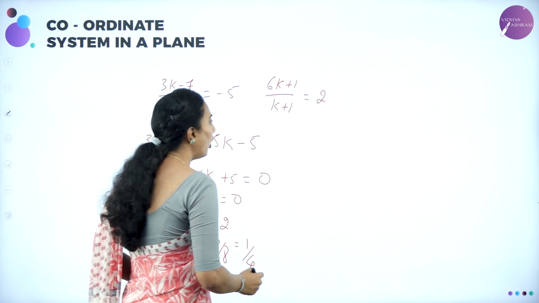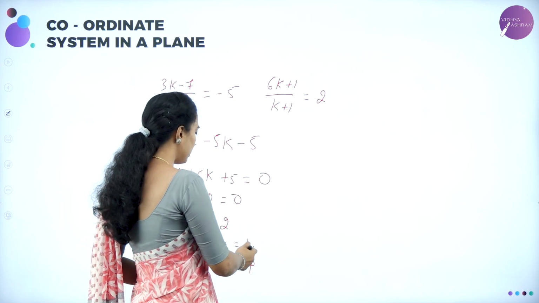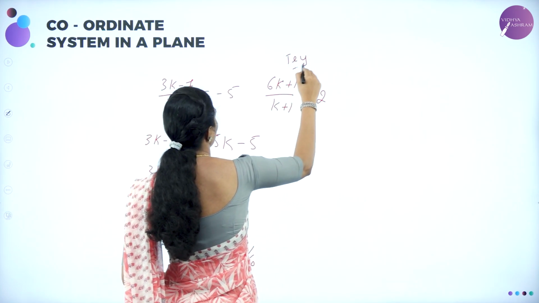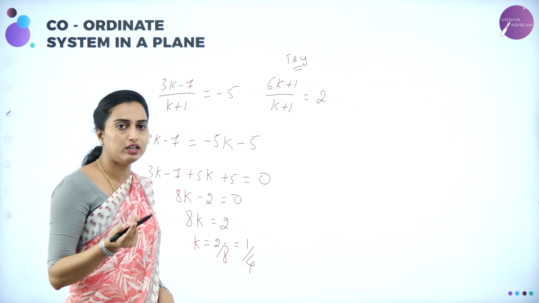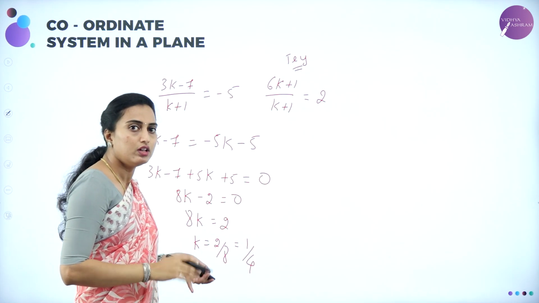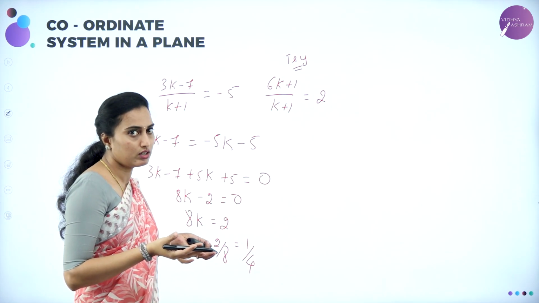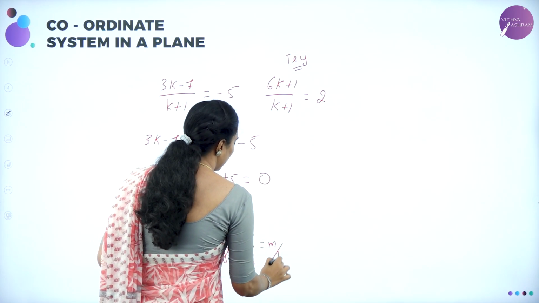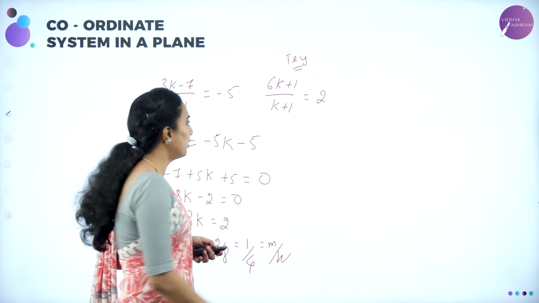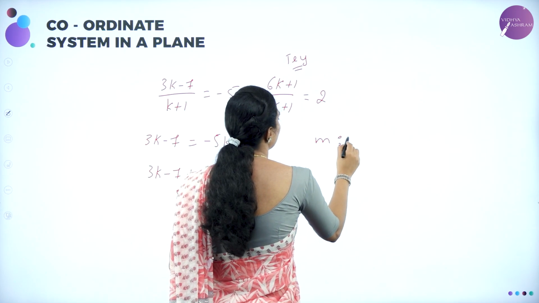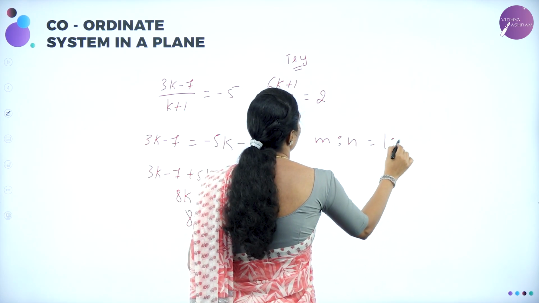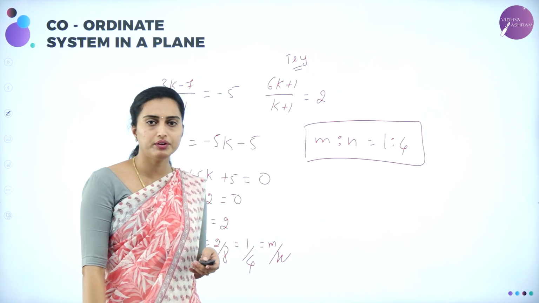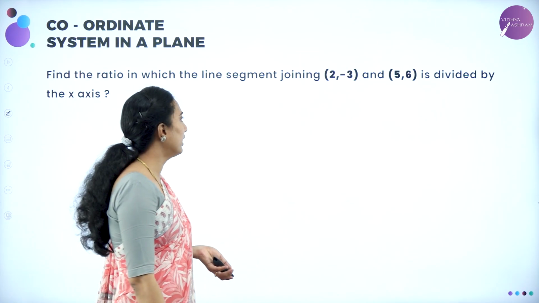Therefore, if you solve this also, you are going to get the same answer, 1 by 4. You can try this, either equating to the y coordinate or x coordinate, you are going to get the same answer, 1 by 4. That is your answer of m is to n, which divides in the ratio. This is m by n. So m is to n will be equal to 1 is to 4. That's it. Any doubt? Okay, we'll move on to the next one.